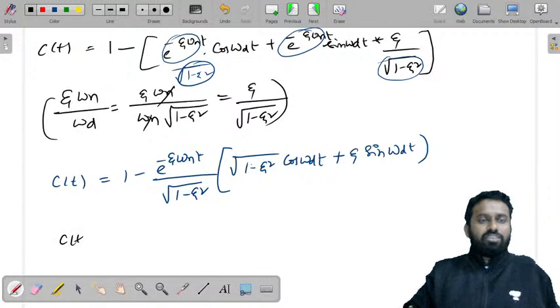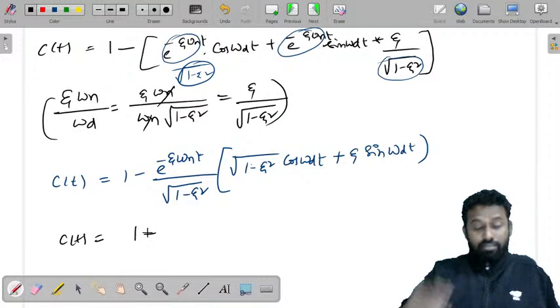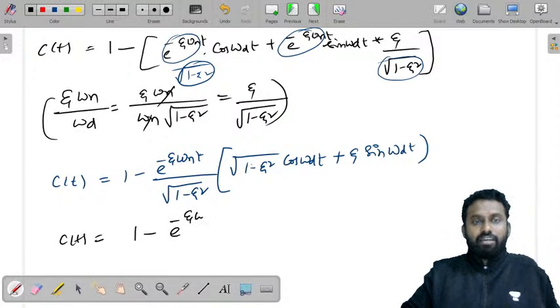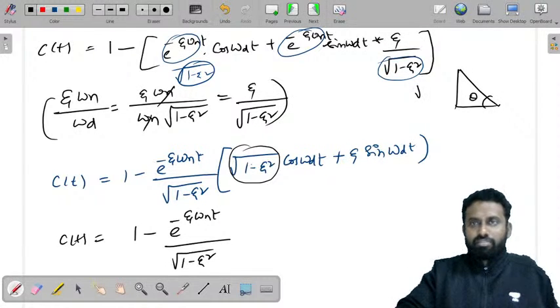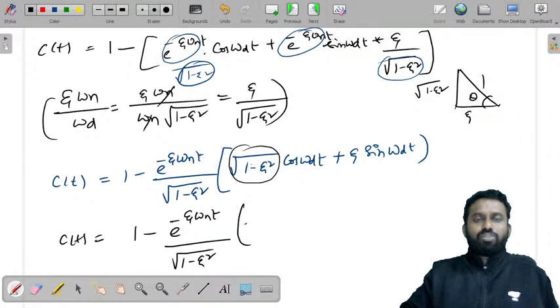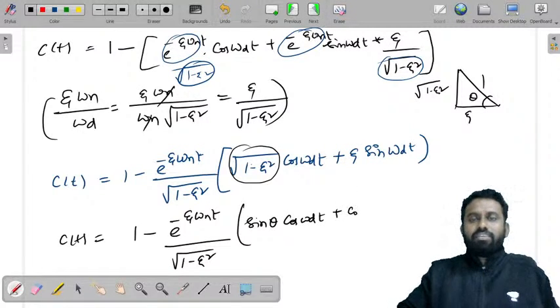Now you can write c of t is equal to 1 minus e power minus zeta omega n t by under root of 1 minus zeta square. This is actually the damping ratio triangle, that is under root of 1 minus zeta square. This is zeta, this is 1. If you write sine theta, this is under root of 1 minus zeta square. So I can write this as sine theta cos omega dt plus zeta is cos theta sine omega dt.